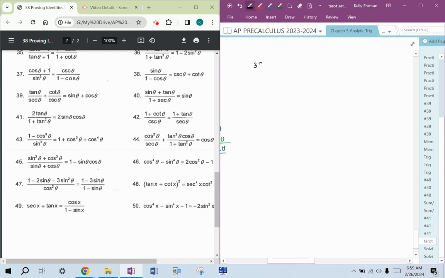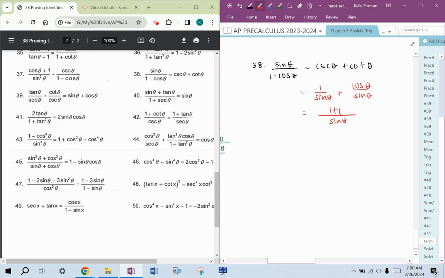Okay, 38. Sine theta over 1 minus cosine theta is equal to cosecant theta plus cotangent theta. I believe we've had this in our notes on other worksheets, or if not this exact problem, something very close. So let's start on the right side for this one. 1 over sine theta plus cosine theta over sine theta already has a common denominator.